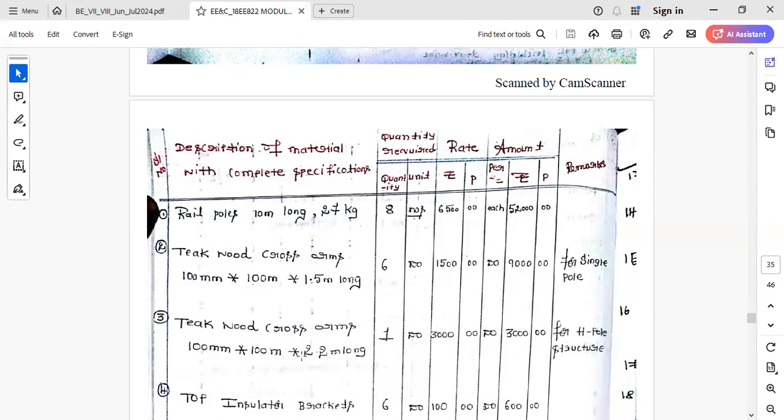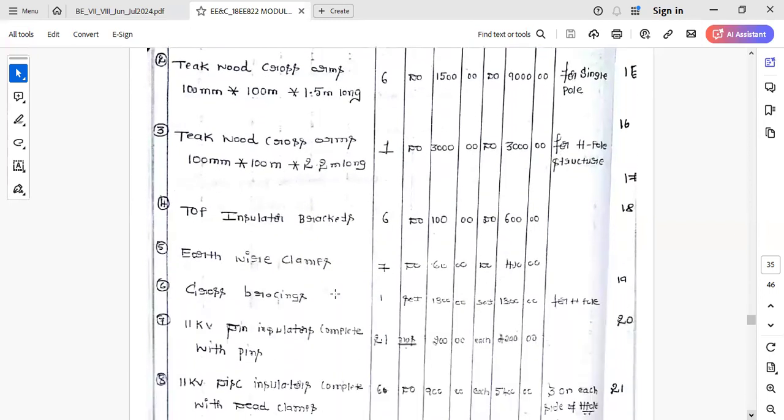T could cross arm with different size. One number is needed for the final pole construction. One number at 3,000 per cross arm. Total 3,000 only. Likewise, you need to do the calculation.